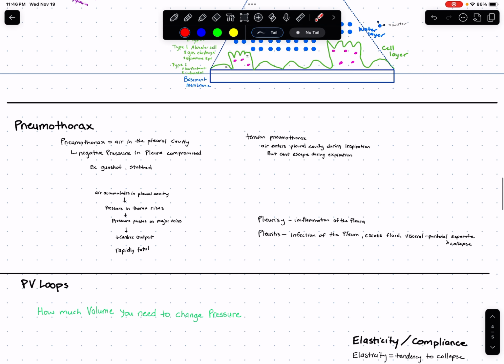So, pneumothorax: air in the pleural cavity, so negative pressure in the pleura is compromised. This is from, like, your gunshot or stab wounds. Air accumulates and thoracic pressure rises, which pushes on major veins and reduces cardiac output. So, rapidly fatal. Tension pneumothorax: air enters the pleural cavity during inspiration, but can't escape during expiration. It creates this one-way valve, and so then it follows this mechanism of action.